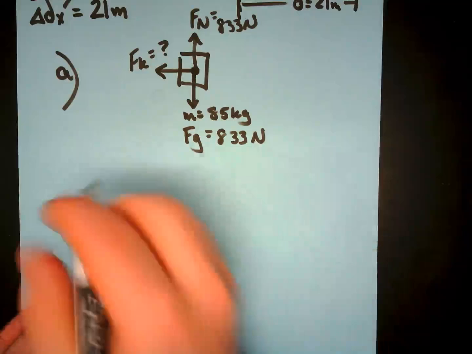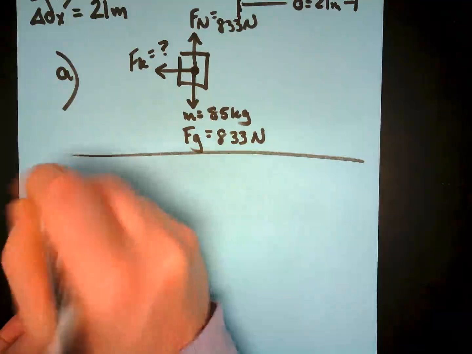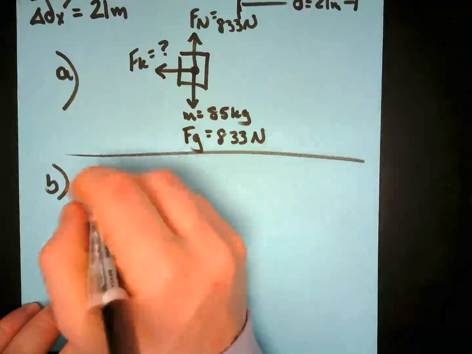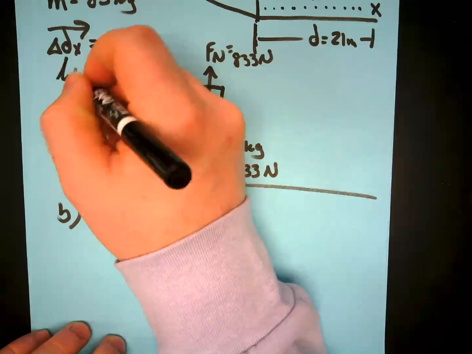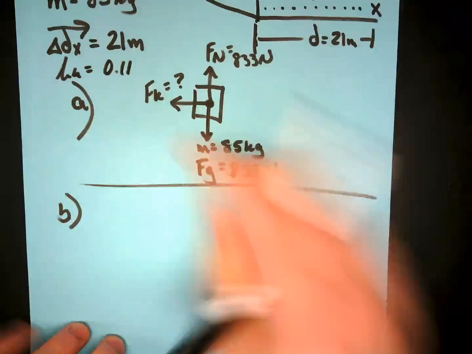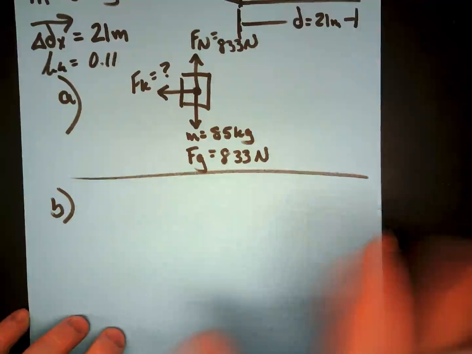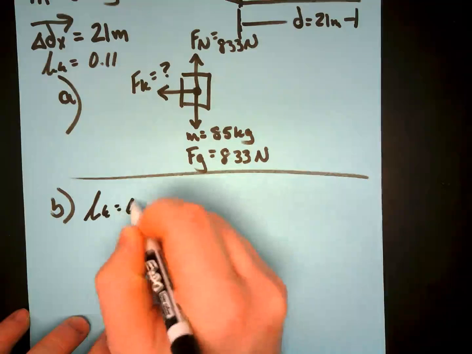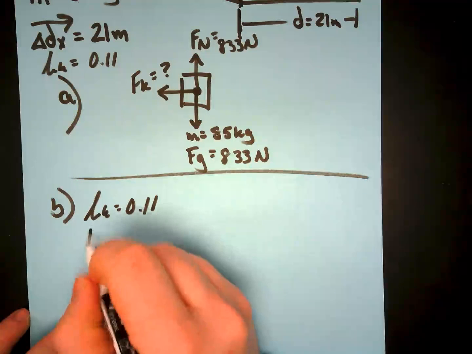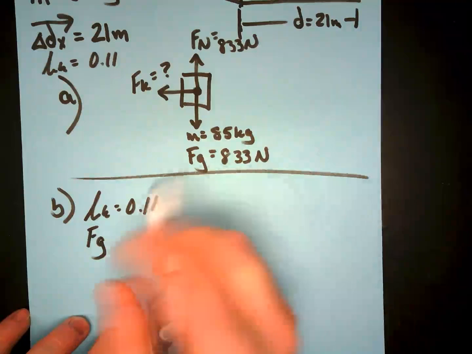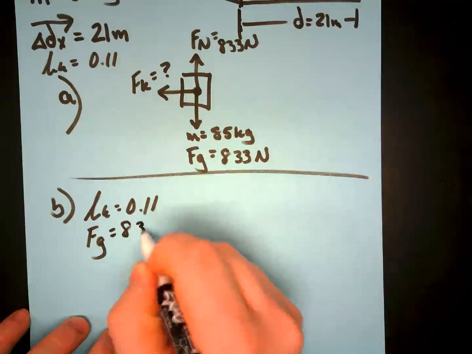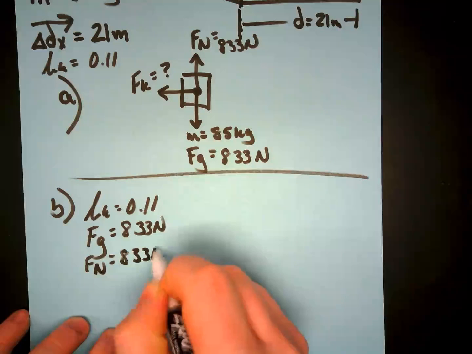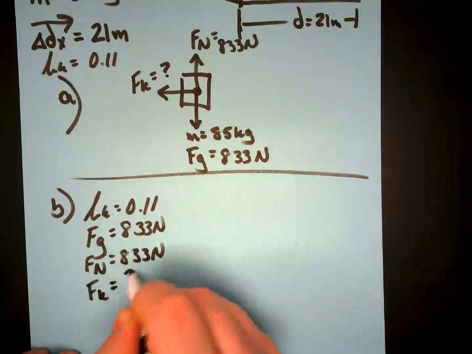Okay, and now B. We've got to determine the magnitude of kinetic friction. Oh, and I didn't write the coefficient up here. It's 0.11. I'm going to rewrite it down here, 0.11, and now, because I've calculated this, I do have force of gravity, which means I've got normal force. I need to find out what the kinetic friction force is.